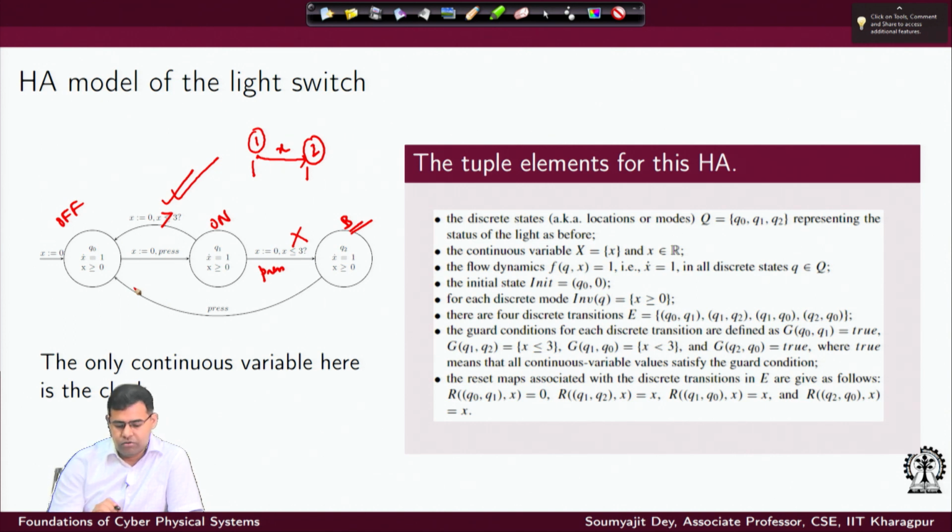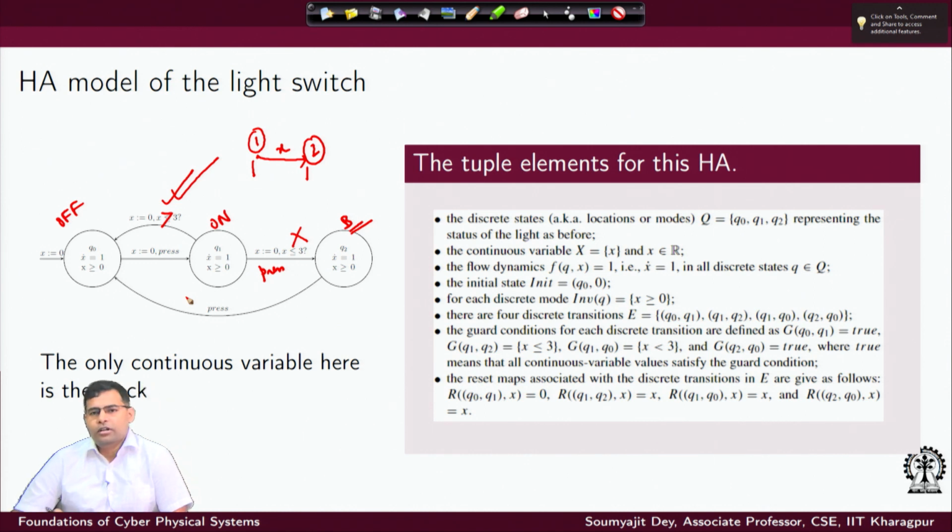So, the point we are trying to make here is that using guard conditions and using these reset maps, we are able to operate on the continuous variable clock whose gradient is given by x dot equal to 1, of course, because time changes with respect to time, right. But our objective is satisfied, right. We are able to model the light switch behavior in terms of capturing its behavior with respect to time, which we are unable to do using the original finite automaton model.